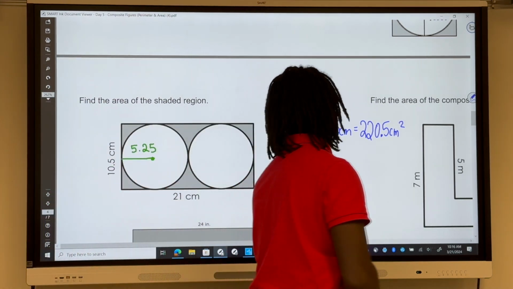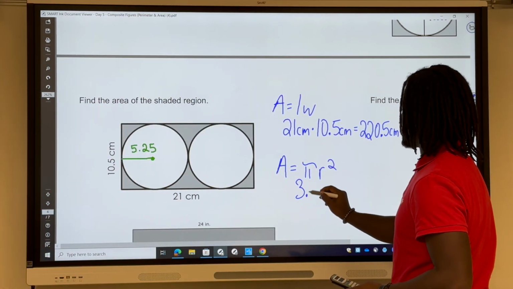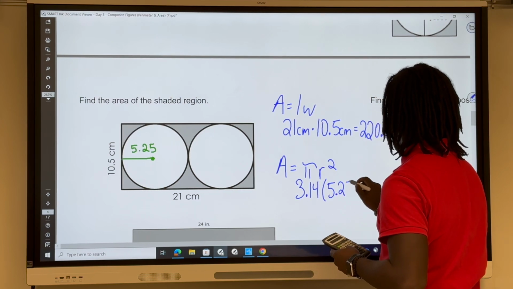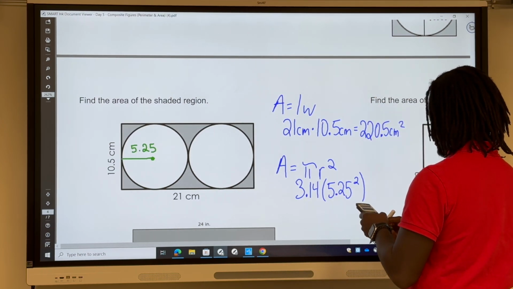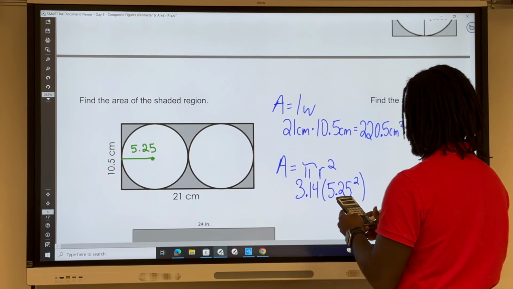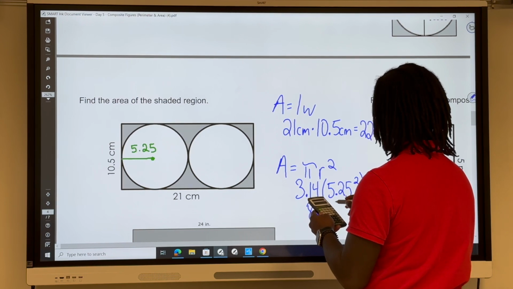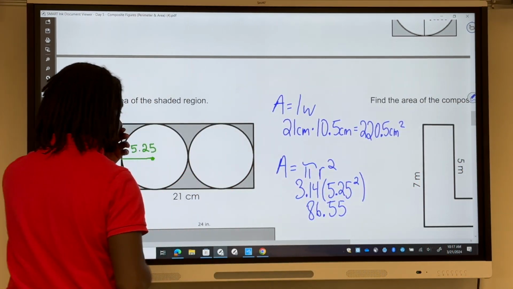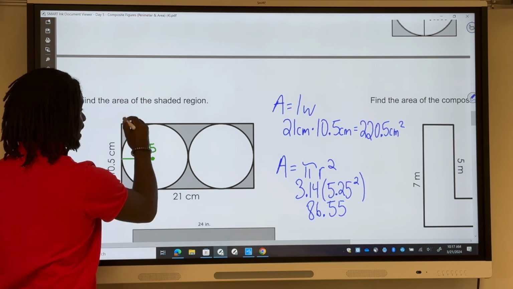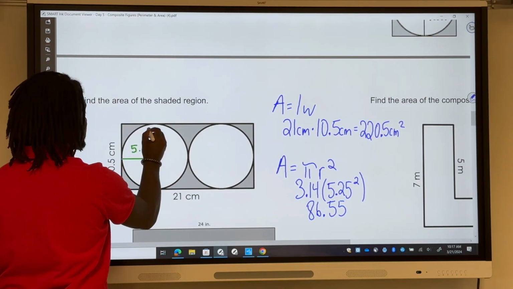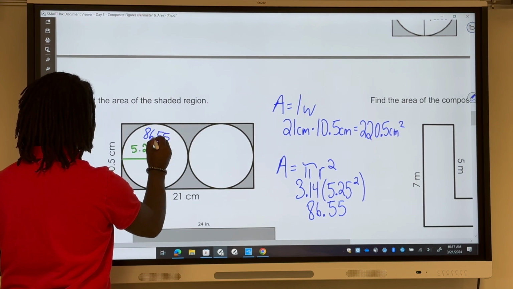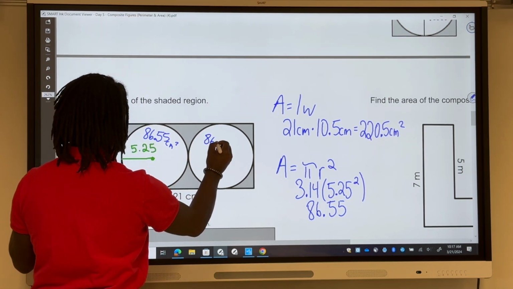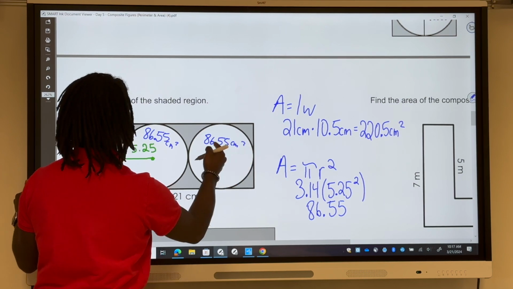Now I'm going to find the area of the circle. Okay, pi, you're just going to use 3.14 times the radius, which is 5.25, and we're going to square that. Okay, so 5.25 squared times 3.14 gives me 86.5625, but I'm just going to round it to 86.55. Okay, so guys, the area of the whole thing is 220.5, and then the area of each piece of the circle is 86.55. Now, because I have two of them, 86.55, those are both of those.